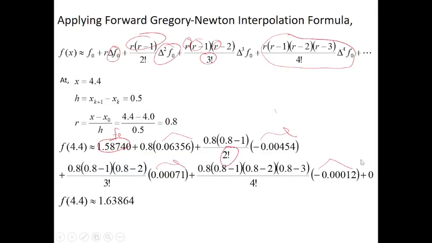So that's why this is 0. No? Because that is the limitation until delta to the fourth f sub 0. No? So our final answer now is 1.63864. Therefore, the cube root of 4.4 is approximately equal to 1.63864. Okay, that's it.